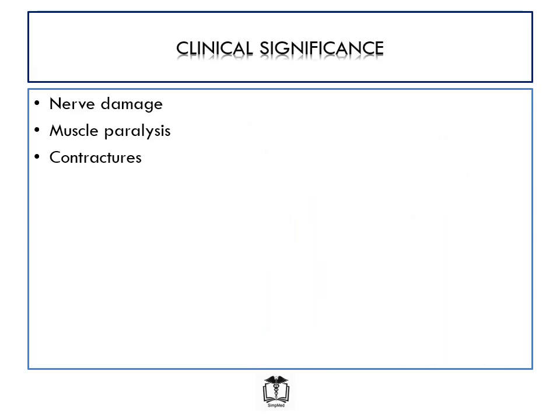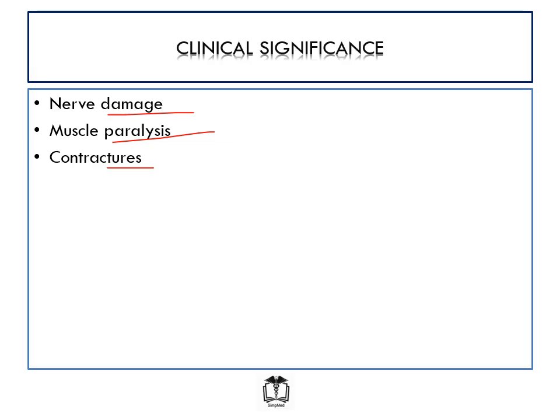But let's end this module by talking about some clinical significances. This includes the concept of nerve damage, muscle paralysis, and contracture. Usually, when we have nerve damage occurring in any of the nerves supplying the muscles, what we tend to have at the end of the day will be muscle paralysis. Muscle paralysis usually presents as a form of flaccid paralysis when we have damage to nerves that are directly supplying muscles.